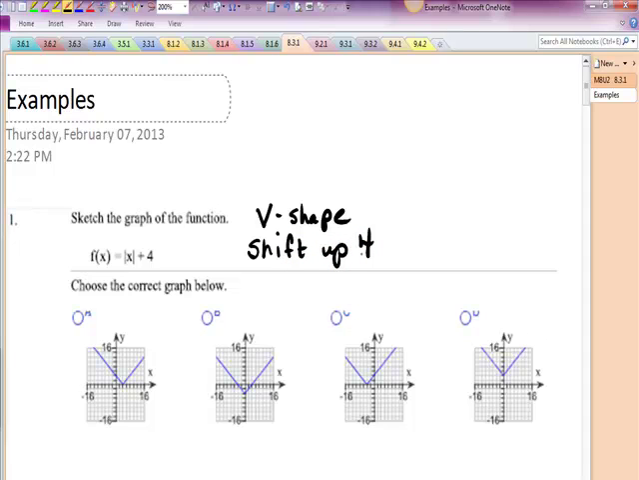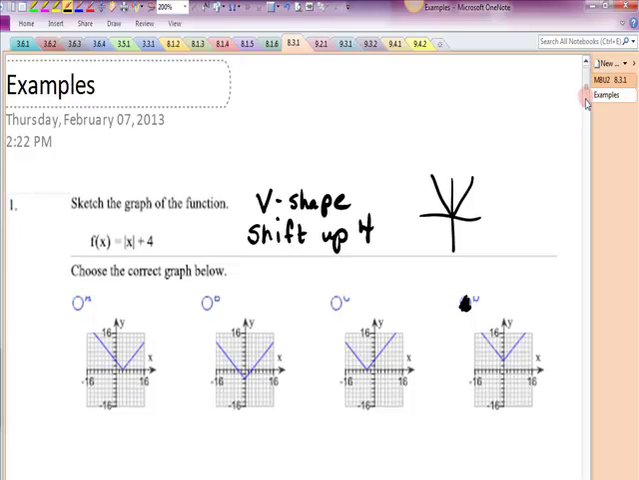So you're looking for a V shape. Well, they're all V shapes. The regular absolute value has its lowest point at 0, 0. So you're looking for one that's shifted up 4. This one, and by the way, I think these maybe are marked off by 2's. This one has shifted right 4. This one has shifted down 4. This one has shifted left 4. This one has shifted up 4 because each mark is 2. So this is the correct one. So make sure you identify what shape it's going to be and then which way it shifts, or is it a reflection.